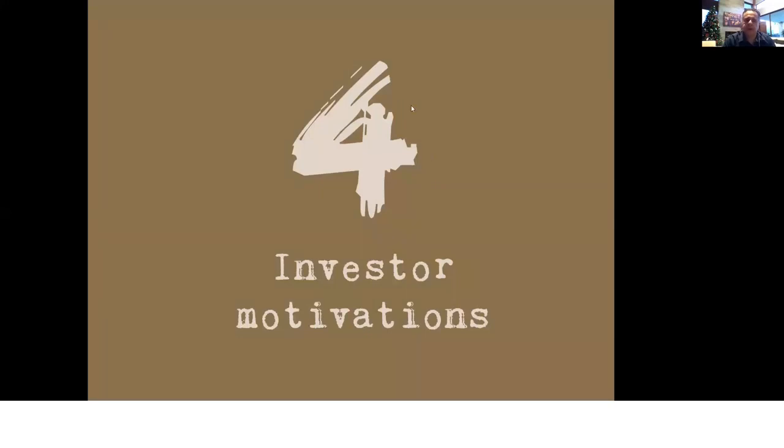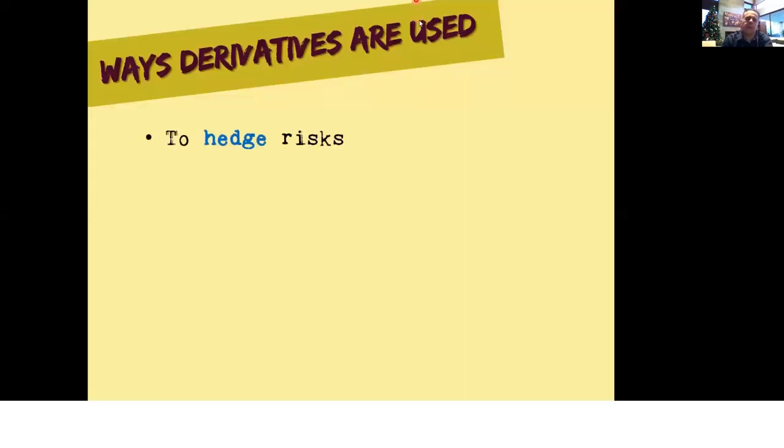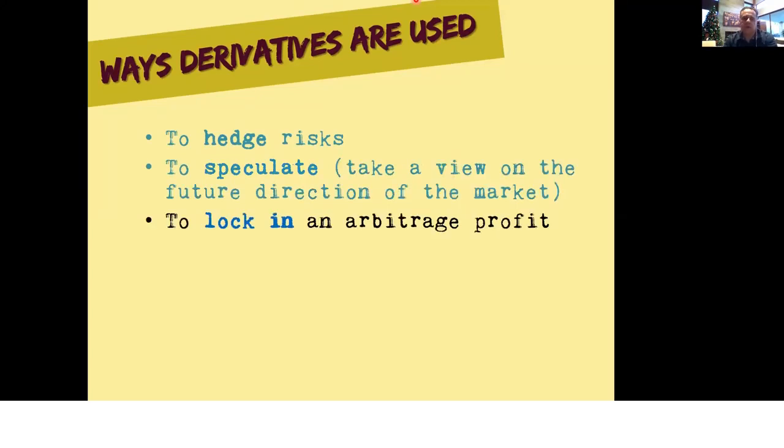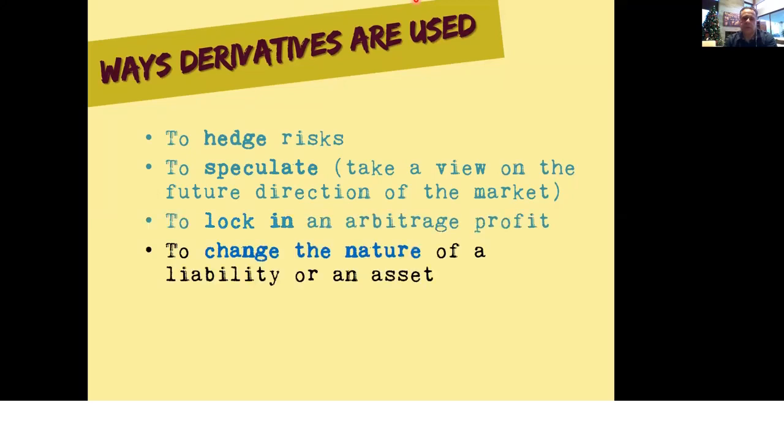Okay, now let's take a look at the motivations that an investor may have to go into derivatives. You can either hedge, you can also speculate, that's taking a view on the market, what you believe may happen. And you can also do arbitrage. We will take a look at each of these individually. And also you may change the nature of a liability or an asset, and we will take a detailed look at that when we cover swaps.